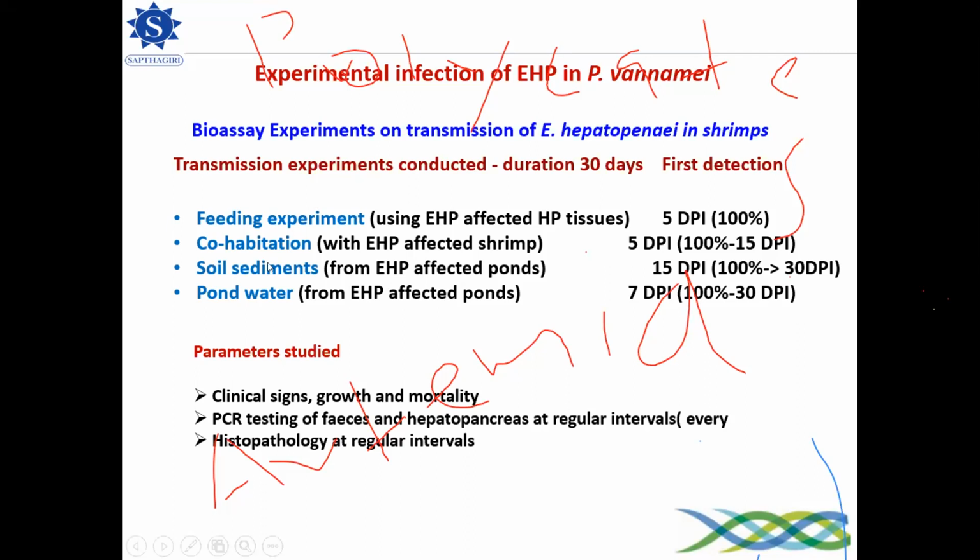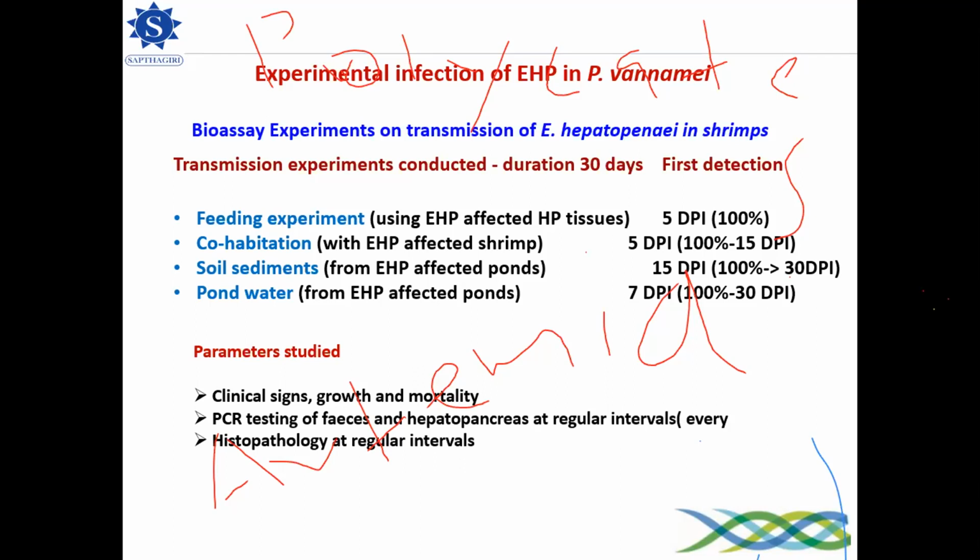In the same way, cohabitation, in the sense when an EHP-infected animal is put together with an EHP-negative animal, spreads the infection. From the 5th day onwards, animals are getting positive for EHP, but only 15% EHP infection occurred. The same way, soil sediment.